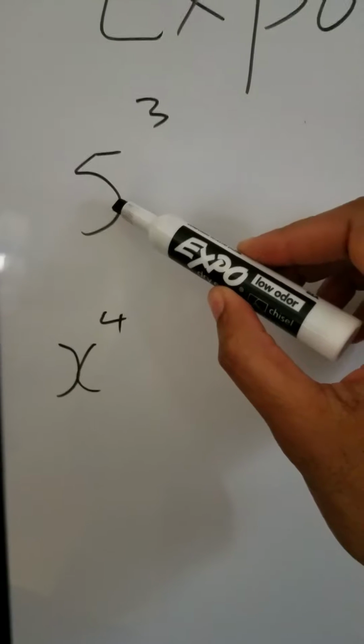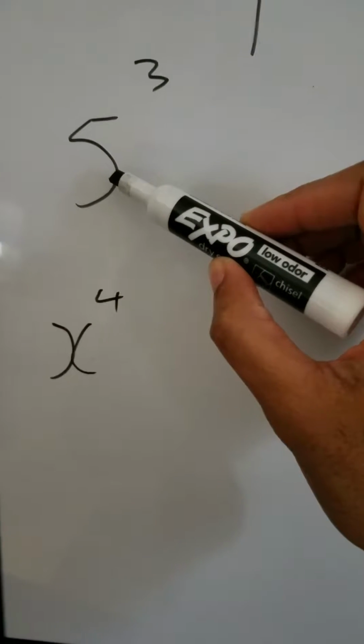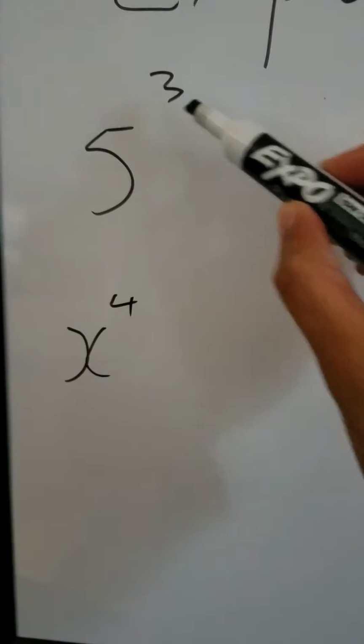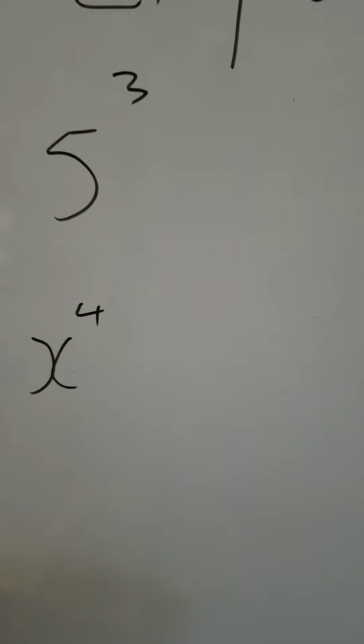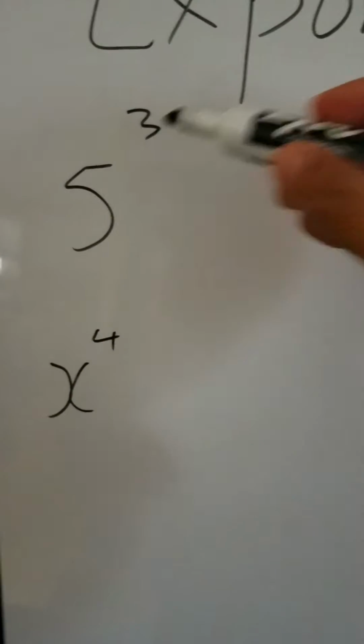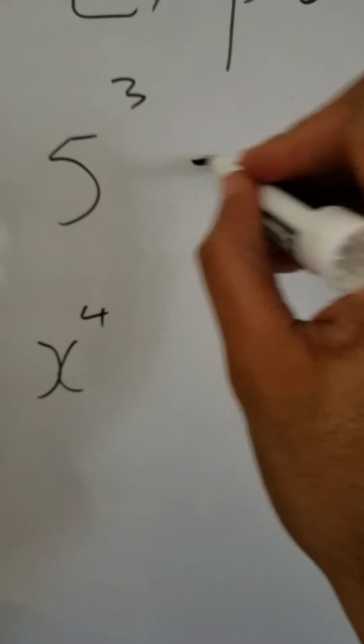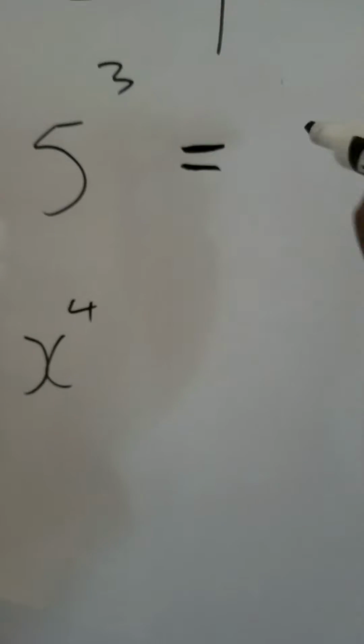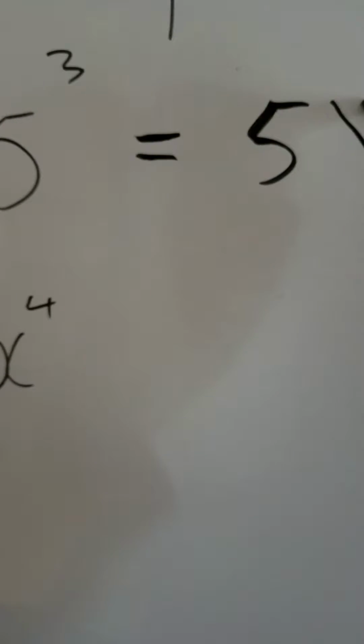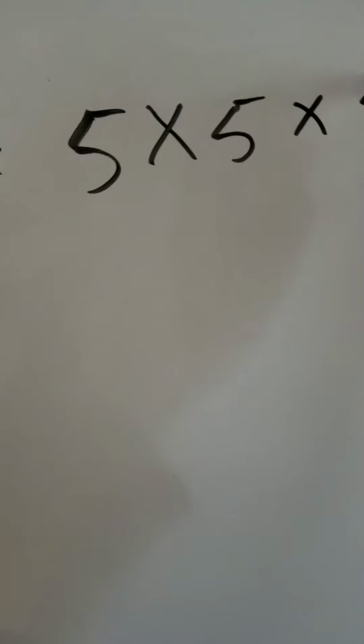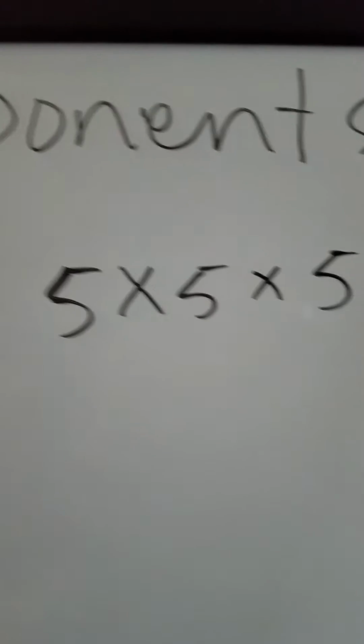This large number is known as the base, which is the number 5, and it has an exponent of 3. Some people would say that we have 5 raised to the power of 3. This means we have 3 copies of the number 5. That means 5 is being replicated 3 times.